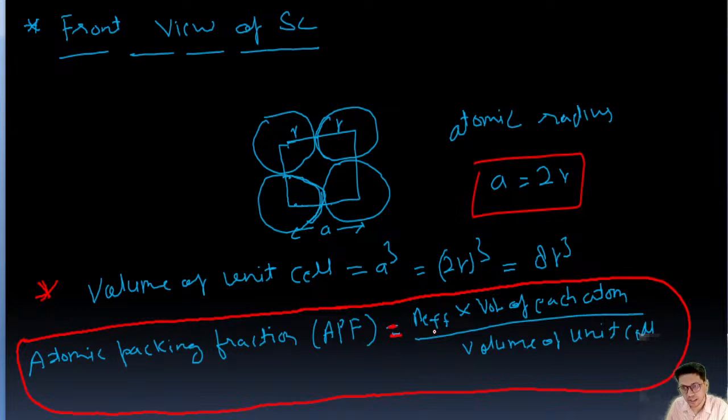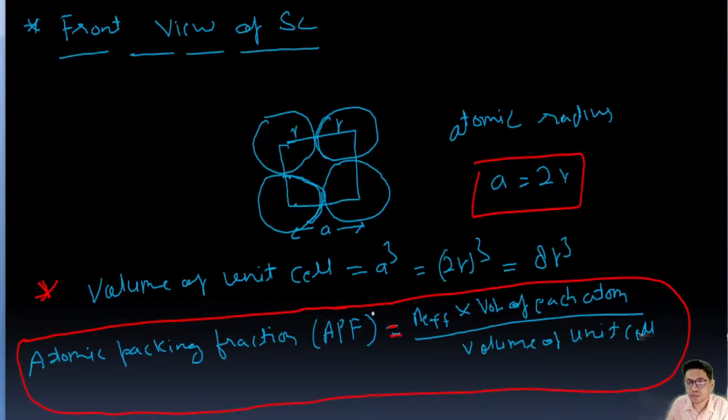So this is the atomic packing fraction: effective number of atoms into volume of each atom upon volume of unit cell. This is the front view of the simple cubic structure. From this view, it's clearly seen the atomic radius. The relation between atomic radius and the side of the cubic structure is A equal to 2r. Very important, you must know it because there are many questions you will be able to solve using this.